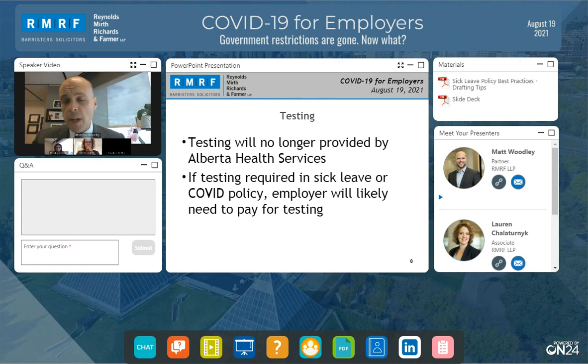Will there be limits on the number of tests that the employer will pay for? Are these going to be rapid tests, or will this be full PCR testing, which of course has to be done in a different setting?